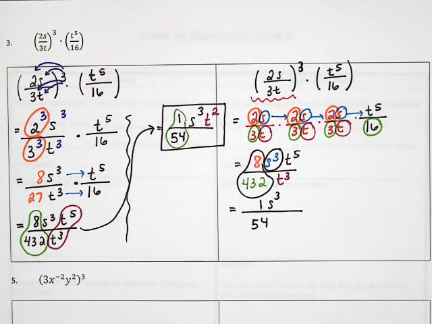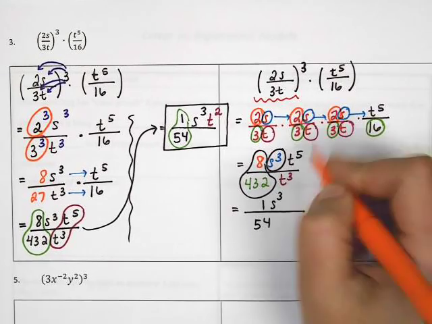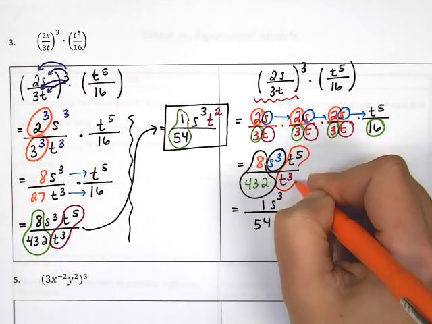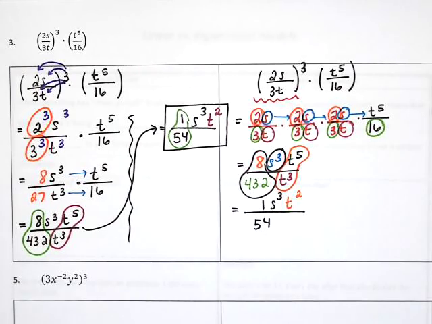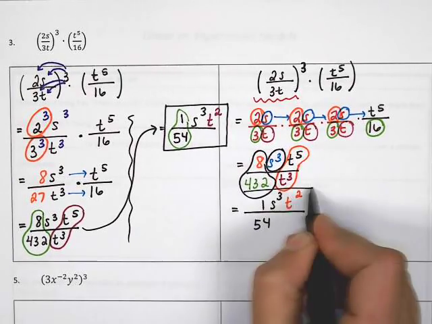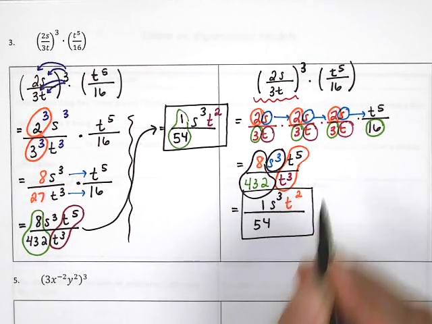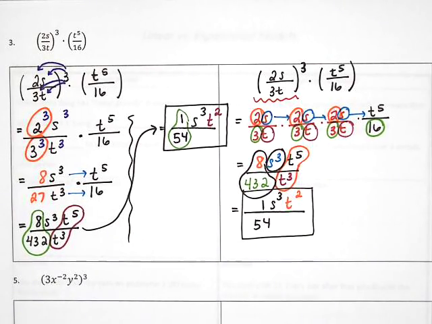But I would also notice that the t to the 5th and the t to the 3rd have the same base, so I would subtract and get t squared, which I'm putting on the top because I always put my answer on the top for those. And you're done. Again, two different ways to do the same problem. Either way, you're going to get the right answer.